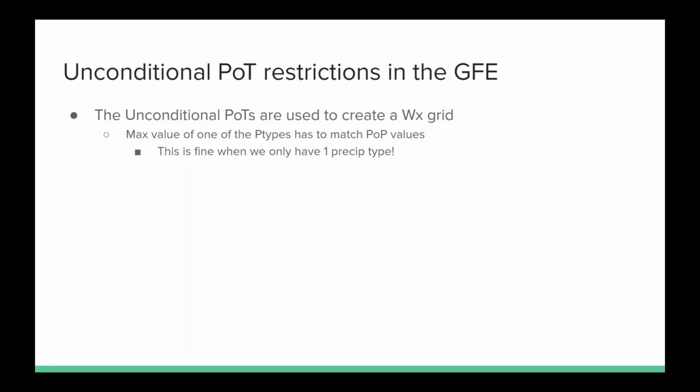This is what's stated here on the slide is, again, something that's been in ForecastBuilder for a very long time, that the max value of one of the p-types has to match the PoP values, so that if you were to do, let's say we had 100% PoT snow, that's easy. You just go right with the PoP. But if you had 50% PoT snow, 50% PoT rain, and a PoP of 30, things get a little bit more messy.